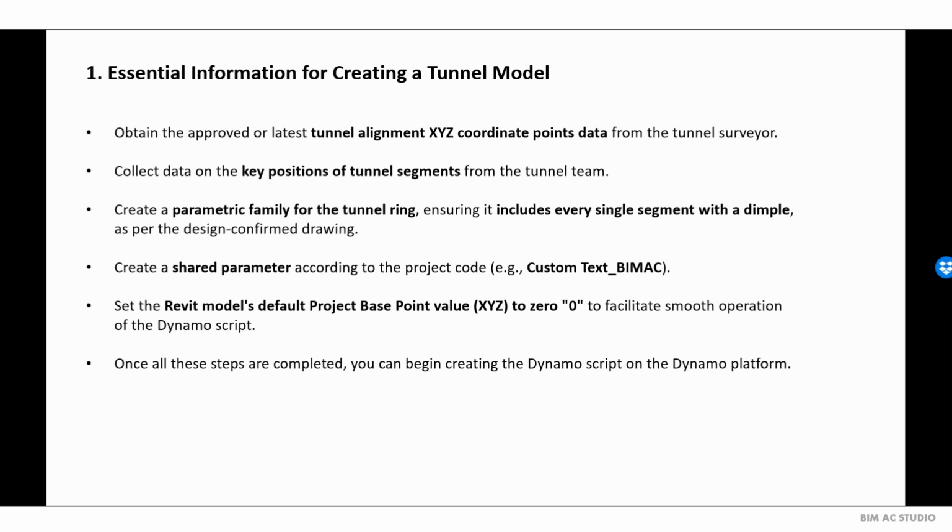The next step, create a shared parameter according to the project code, for example custom test underscore BIMAC, and then set the Revit model default project base point value XYZ to 0 to facilitate smooth operation of the Dynamo script. Once you have completed all these steps, you can begin creating the Dynamo script on the Dynamo platform.